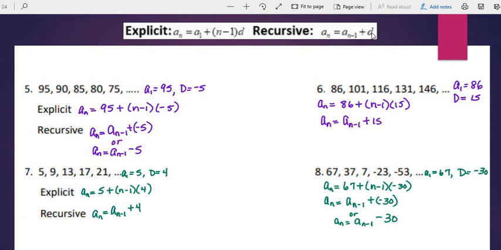This part remains the same. It's only the D that changes right here. And we have a plus, and the common difference is a negative 5. And just like before, a positive times a negative is a negative. So I could either write it like this or write it like this. So when we're looking at recursive rule and explicit rule, you have to identify the first term and the common difference right here.